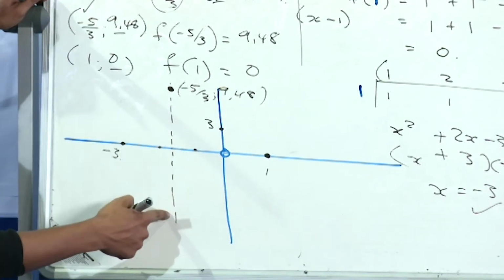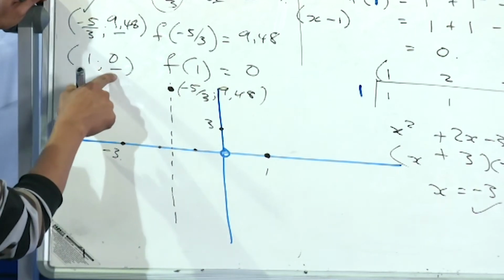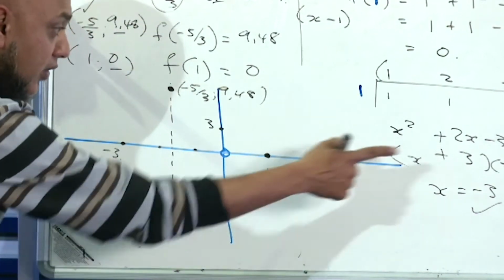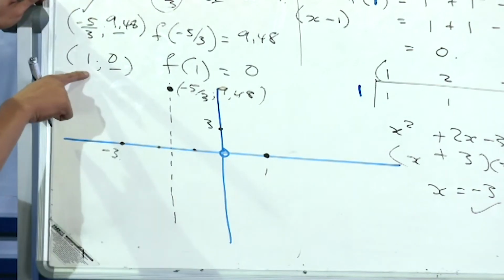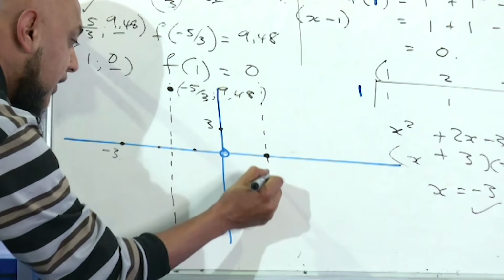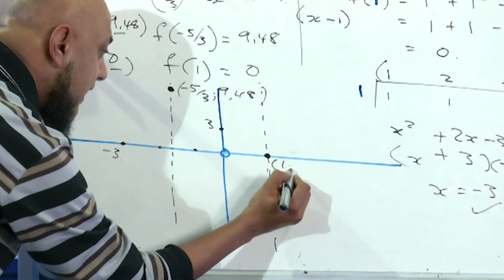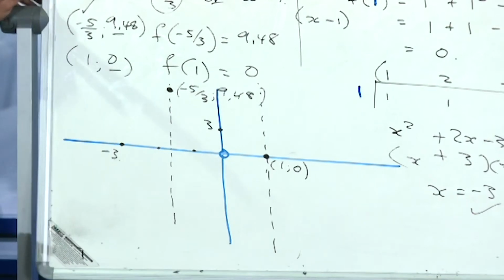We put a dotted line through your x value, and now we've got 1 and 0. Now 1 and 0, not only was it your x intercept, it is now also the turning point of the graph. So now we put another dotted line going through 1 and 0. That's the point 1 and 0. And now we join the dots.